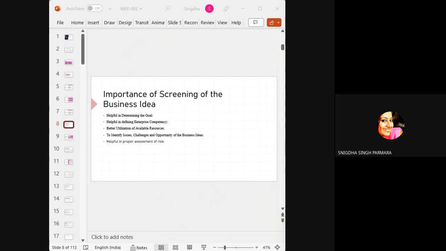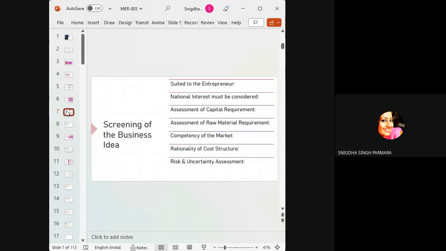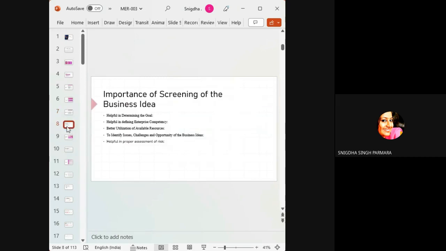So, screening helps in wiping off or rejecting the non-realistic ideas which are going to consume a lot of resources. How is it going to help? Under the considerations we had done, points like assessment of capital requirement and assessment of raw material requirement, you can assess whether you will be able to put in so much or not, and therefore you may reject or accept a business idea.